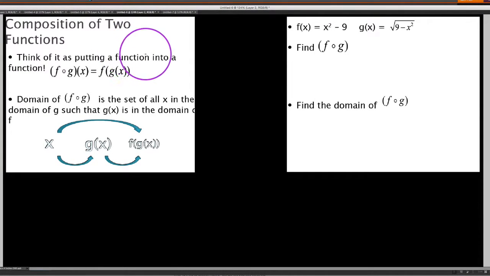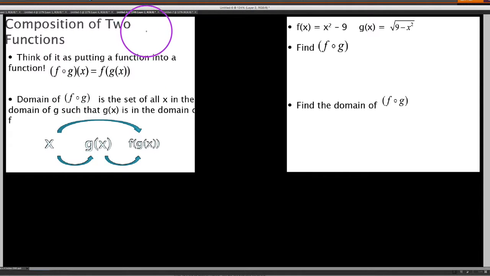Okay, YouTube, in my last couple of videos, we talked about combinations of functions. That is, if we had two functions, f and g, what we would get as a new function if we added, subtracted, multiplied, or divided them. In this video, we're going to talk about the composition of two functions, or what we get when we compose two functions. So basically, you can think of this as putting a function into a function.